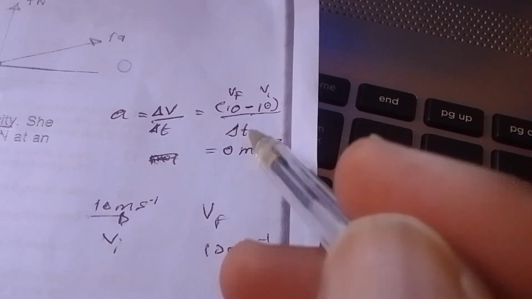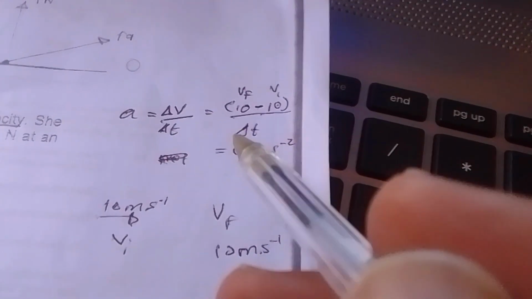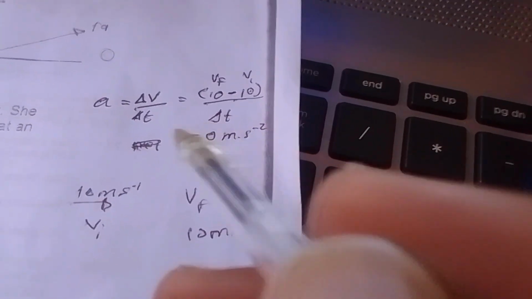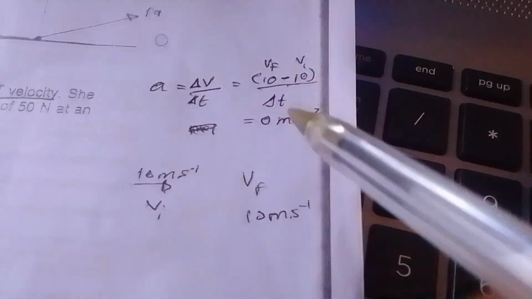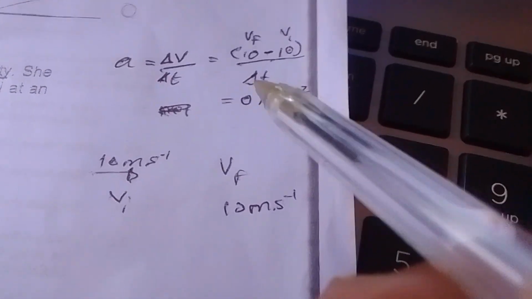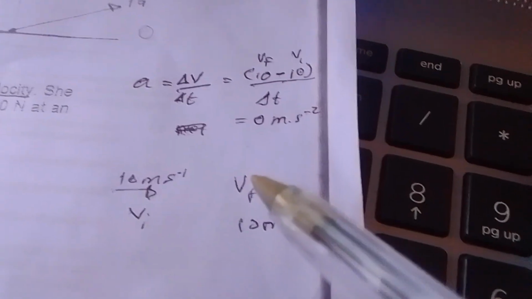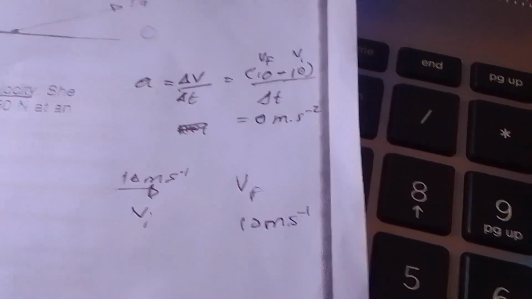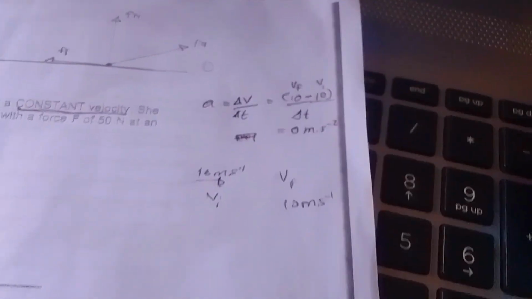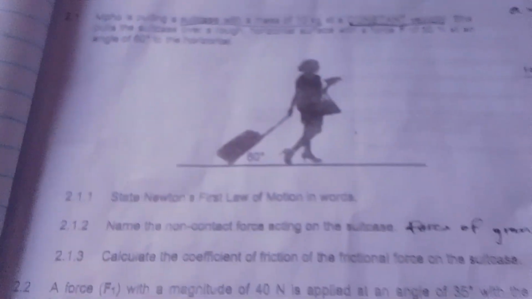Whatever time she took to go from position 1 to position 2, maybe 2 seconds or maybe 3 seconds, it's like 0 divided by 3, which will be 0. Our acceleration will be 0. It is always 0 here. That's what they basically mean.